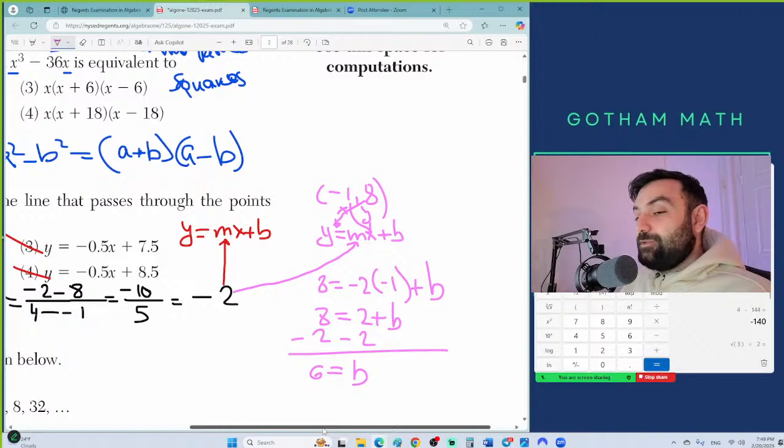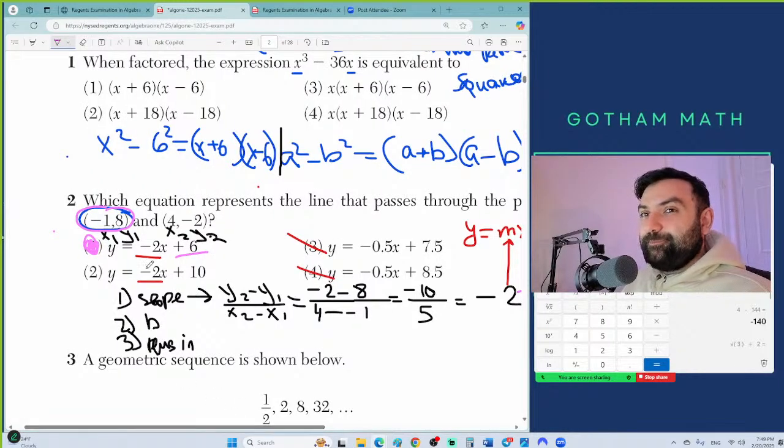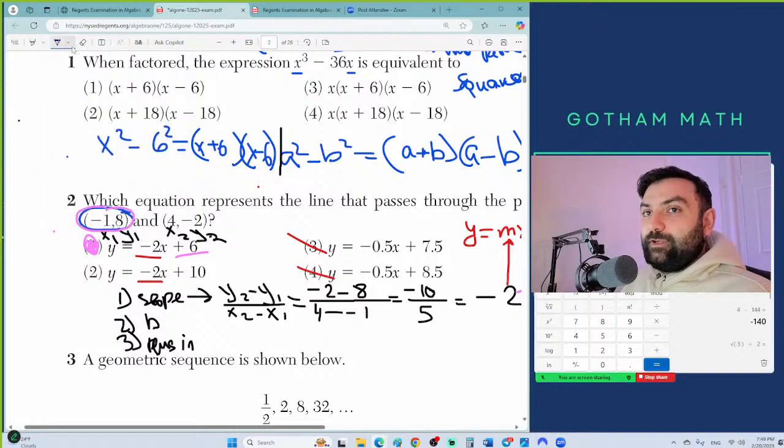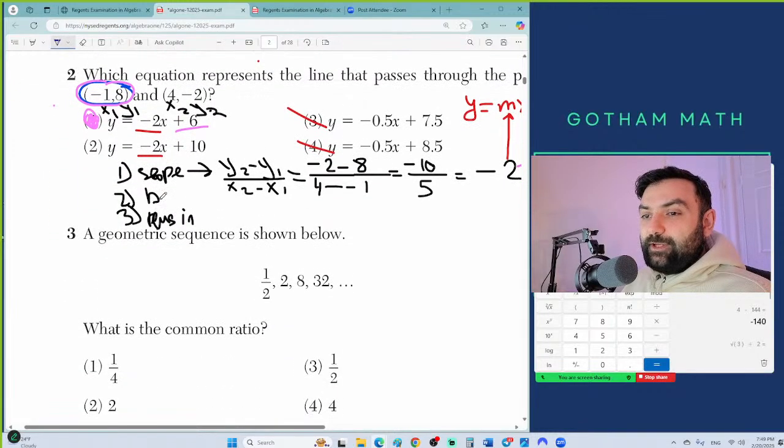Technically, you don't need to do the third step because you just found the b and you see that it's 6. Do you really have to do the third step? No, you don't. Maybe if it would be a short response question, yes, you do. But right now, no. Just select number 1 and move on. Don't waste time. All right, we're moving on.